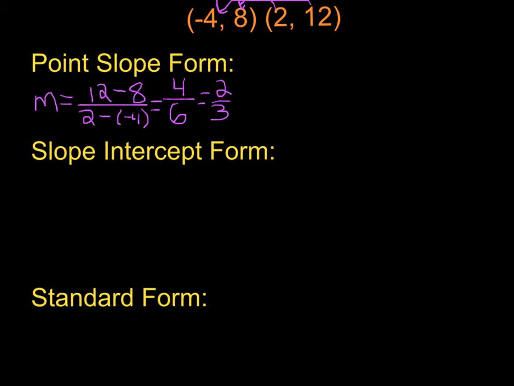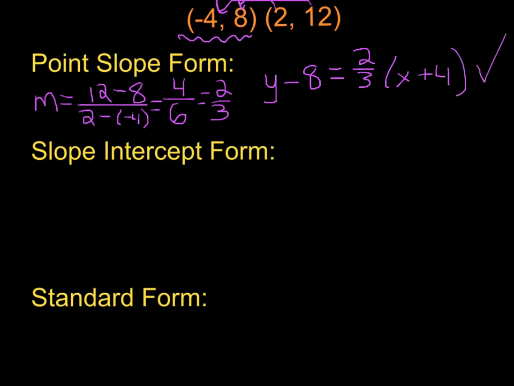To write my equation in point-slope form, you can choose whichever point that you want. I'm going to choose the first point so we can get some practice with a negative number. When you plug this in, y minus the y value of the point is 8 equals m, your slope, 2/3, and then x minus negative 4, because it's a negative, that double negative is going to make it x plus 4. So we have point-slope form.